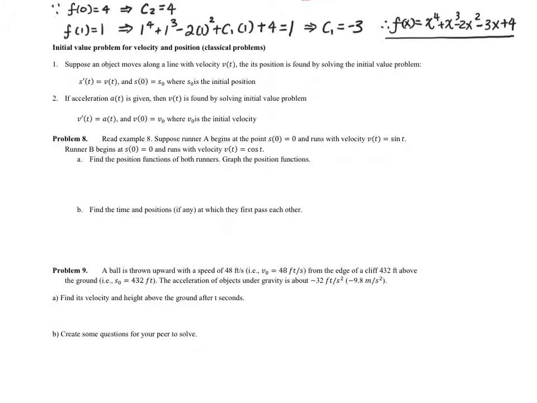Similarly, if the acceleration is given, then we can find the velocity by solving this initial value problem. The derivative of velocity is the acceleration, and when time is 0, the velocity is v0, which is the initial velocity.